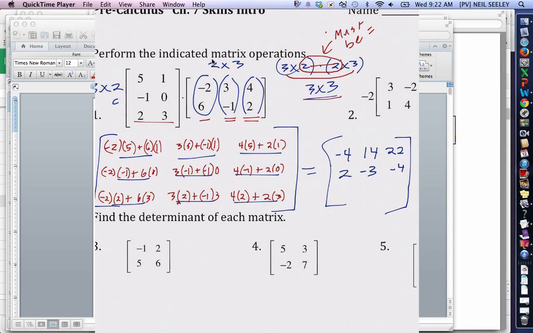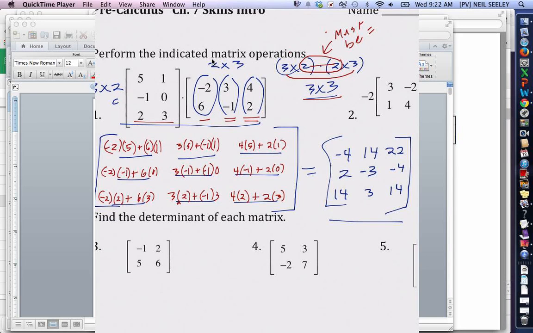And then the bottom left is negative 4 plus 18. And we get 14. Okay. And then 6 minus 3, and that bottom middle is 3. And 8 plus 6 is your 14, the final entry on the last one. That's it. That's the product of these two matrices down below here.